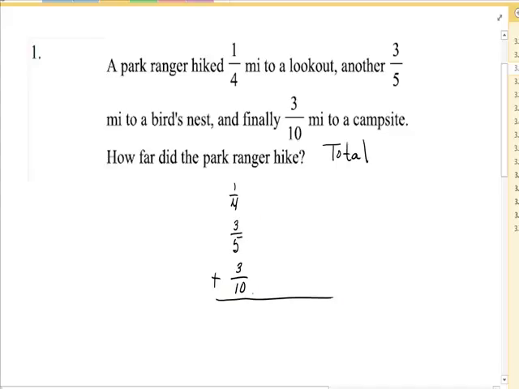So I could think about listing multiples. I would need to go to the 10. Does 4 go into 10 evenly? No. 5 does, but since 4 doesn't, I can't use 10. The next multiple of 10 is 20. Does 4 go into 20 evenly? Yes. Does 5 go into 20 evenly? Yes. So this is my common multiple, my least common multiple. So I'm going to use the common denominator of 20.